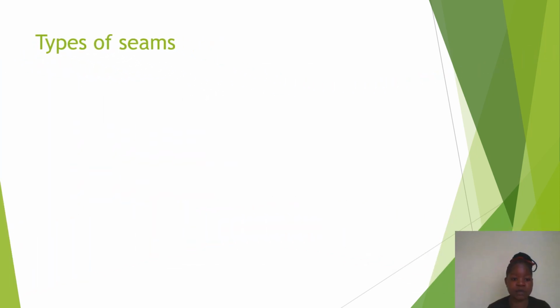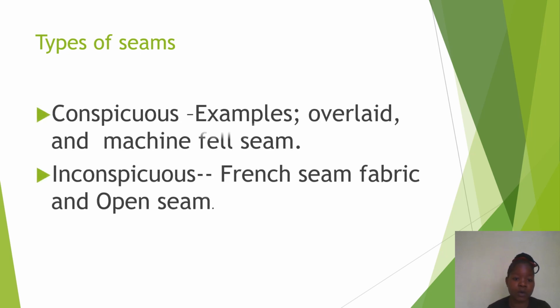Move to types of seams. We have conspicuous seams, and examples are overlaid and machine fell seam. Stitches are visible on the right side, hence giving a decorative effect. They are both functional and decorative.